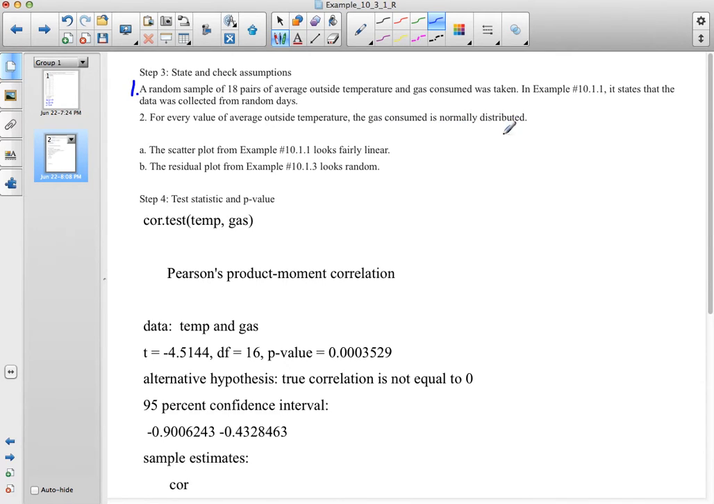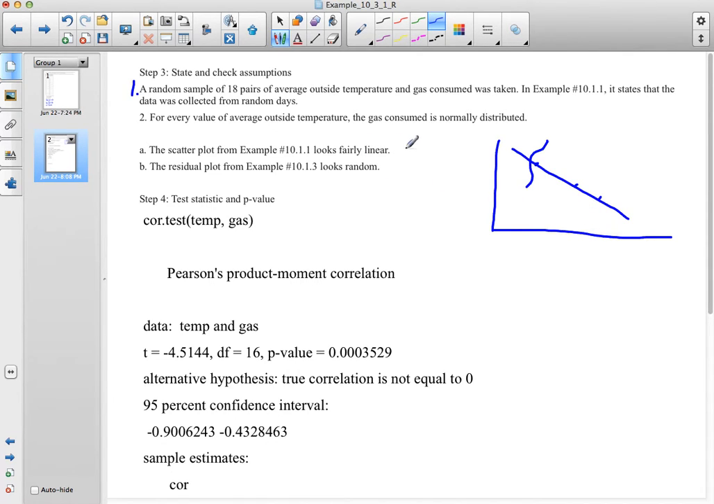The second assumption is for every value of the independent variable, in this case average outside temperature, the dependent variable is normally distributed. What this looks like is if you look at a scatter plot here and you look at your regression line, it's saying right here for that value of your independent variable, if you were to plot up all the y's, you'd get a normal distribution, and you do that all along the regression line. And that's actually very difficult to try to figure out.